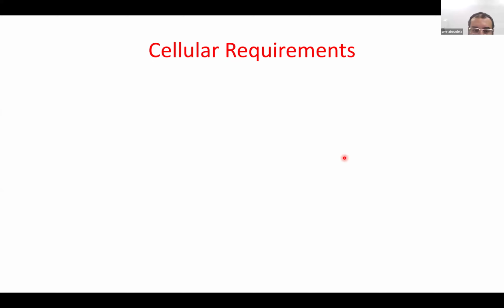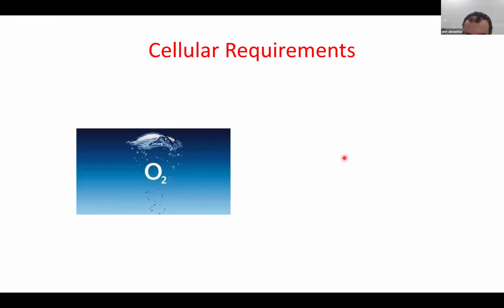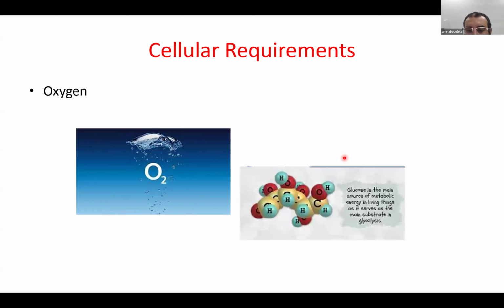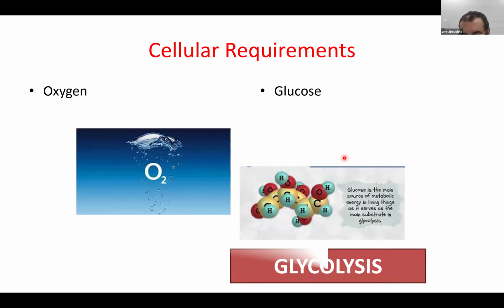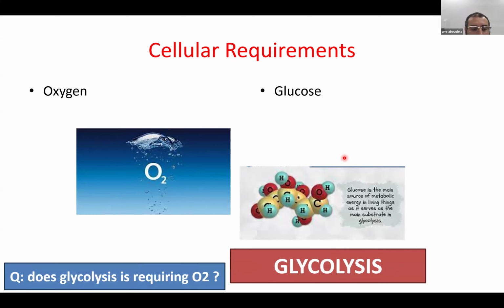Why do we need the oxygen in the cell? Why do we need it? The main fuel or the main substrate for energy in the cell is the glucose. And the main reaction in the cell to do the metabolism is the glycolysis reaction. Oxygen and glucose and glycolysis reaction. So one question is, does the glycolysis require oxygen? This is a yes or no question. Anyone know?